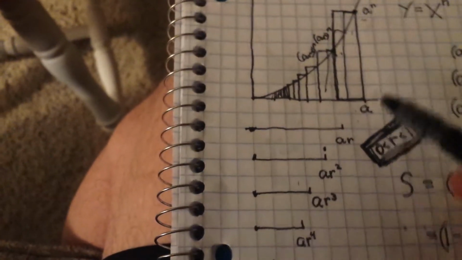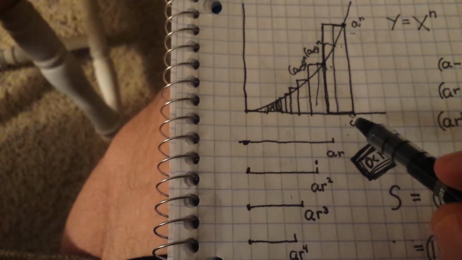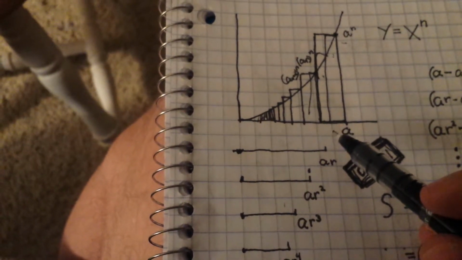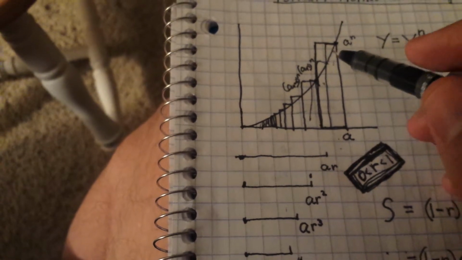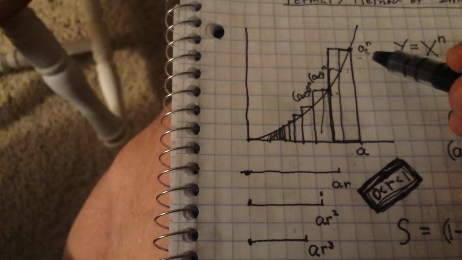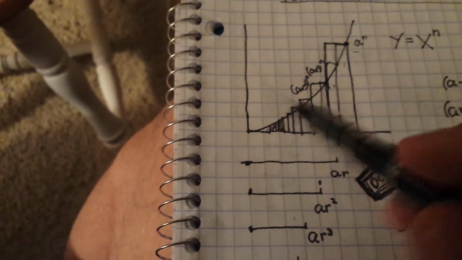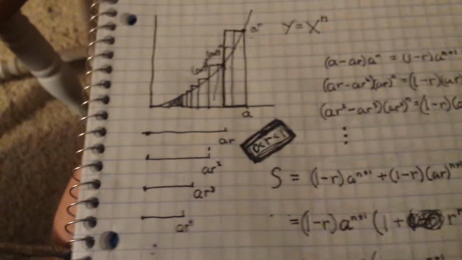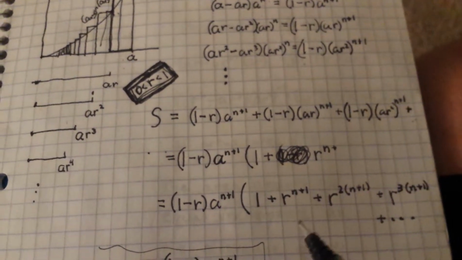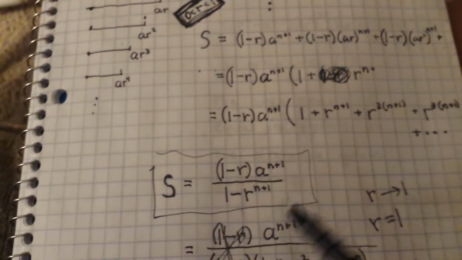And he would then sum up the areas by multiplying the base, which for the first rectangle is the difference between A and AR, times the height. For the first rectangle, the height would be A to the n, right? And he would calculate the area for all these rectangles, and it would make a sum of a geometric series.